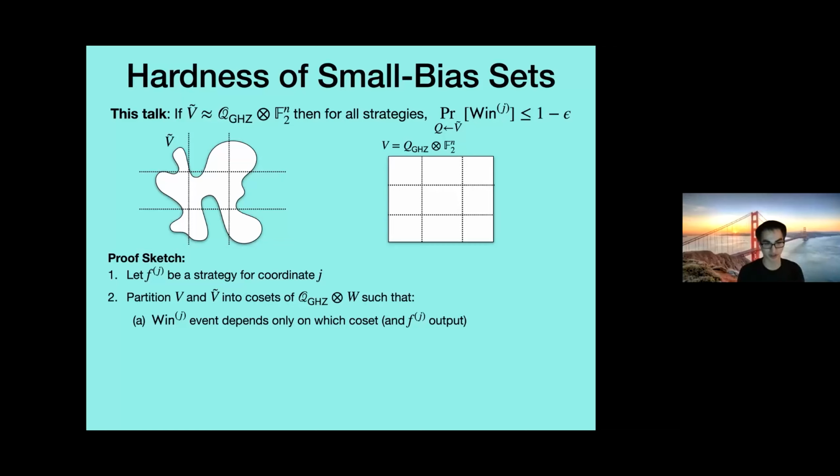So that's the first thing. That kind of means we just have to look at which coset we're in. But that's one thing to make sure, that we only need to look at what coset we're in.